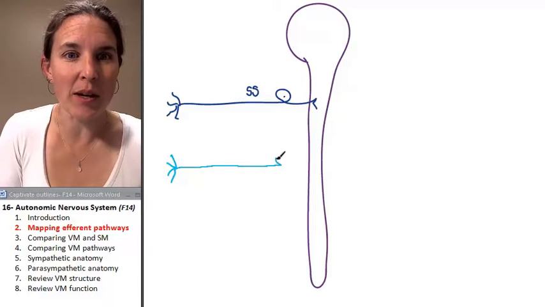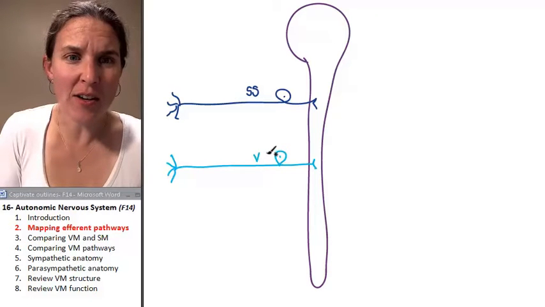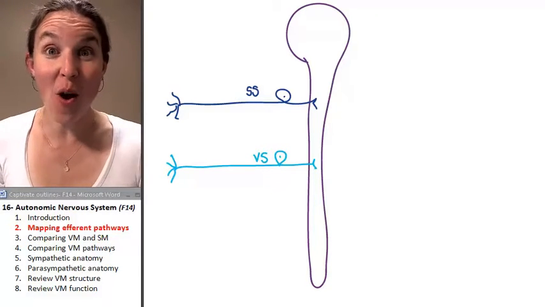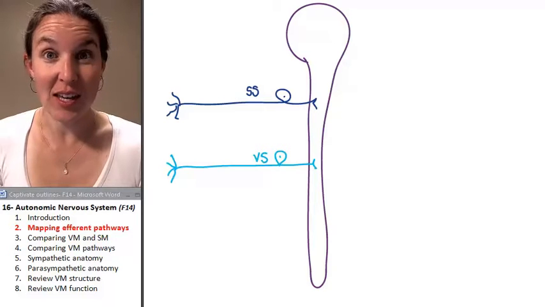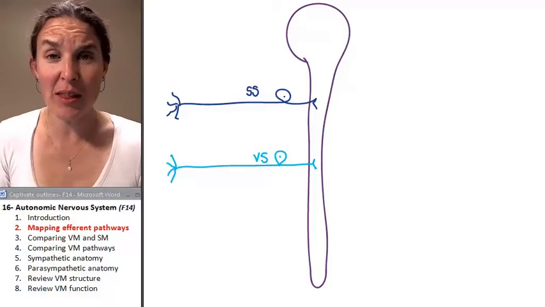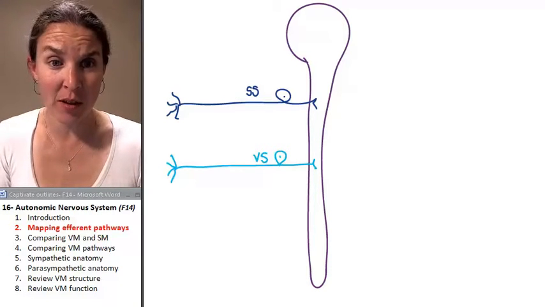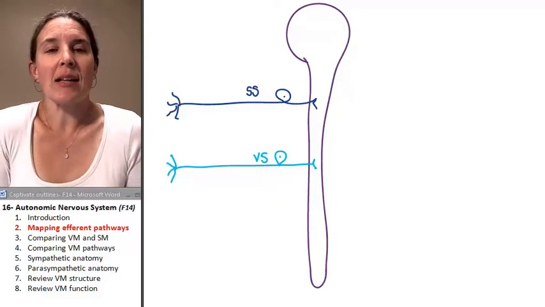Okay, what's this one? Visceral sensory. How did you know that? Because they're always light blue. Just kidding. Can you tell the difference between them from an anatomical perspective? No, they look exactly the same.